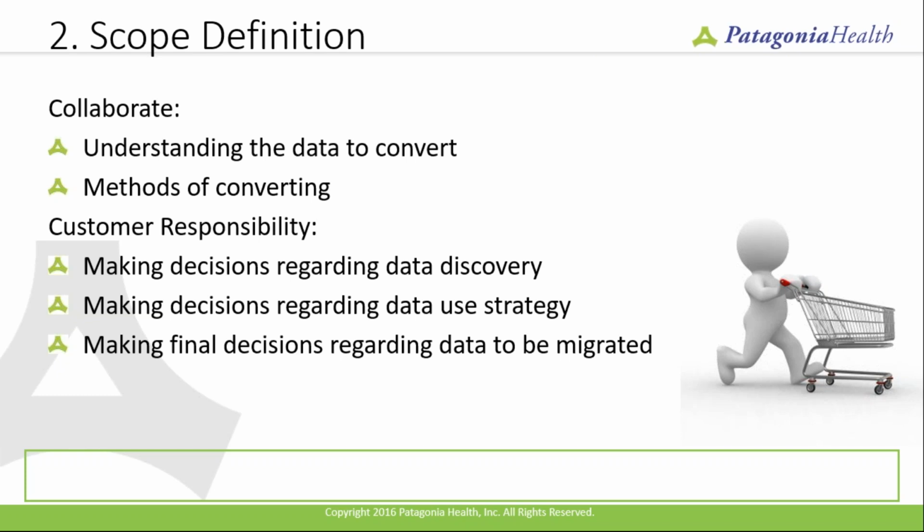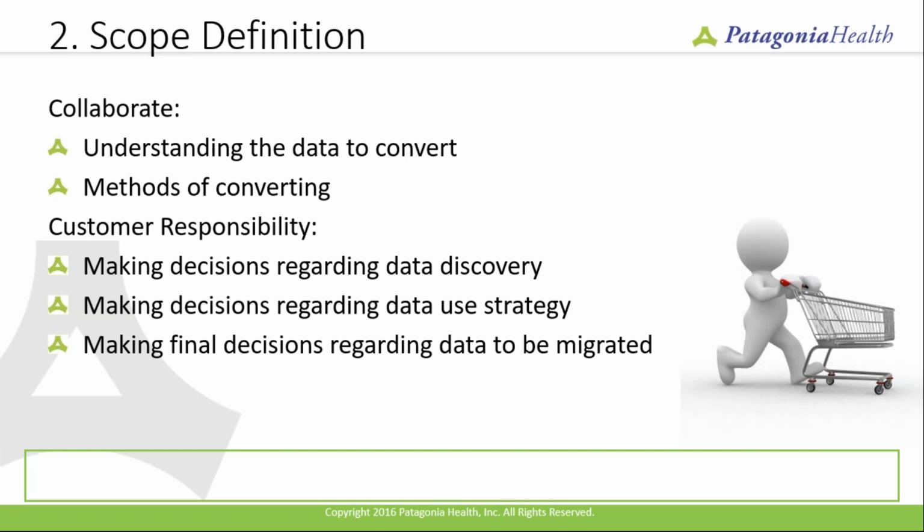Defining a method for data conversion can include a number of things. Data mapping is the first piece. This is a process of mapping a data element from an old system to a corresponding data element in a new system like Patagonia Health. So much of the mapping can be fairly straightforward. An example might be a patient's first name, for example.